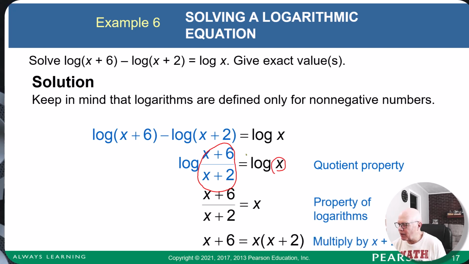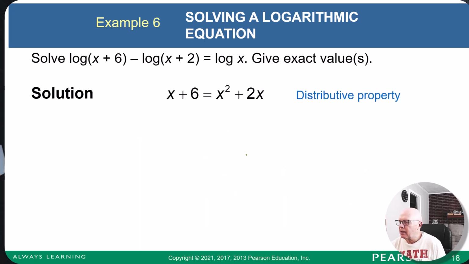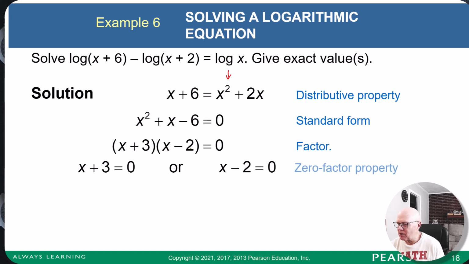Multiplying both sides by x plus 2. And then we've got a quadratic on our hands, so we'll have to solve this to get 0 on one side. There we go. This is pretty easily factored. And then we've got 2 solutions because we'll set each of those factors equal to 0. You get -3 and you get a 2.